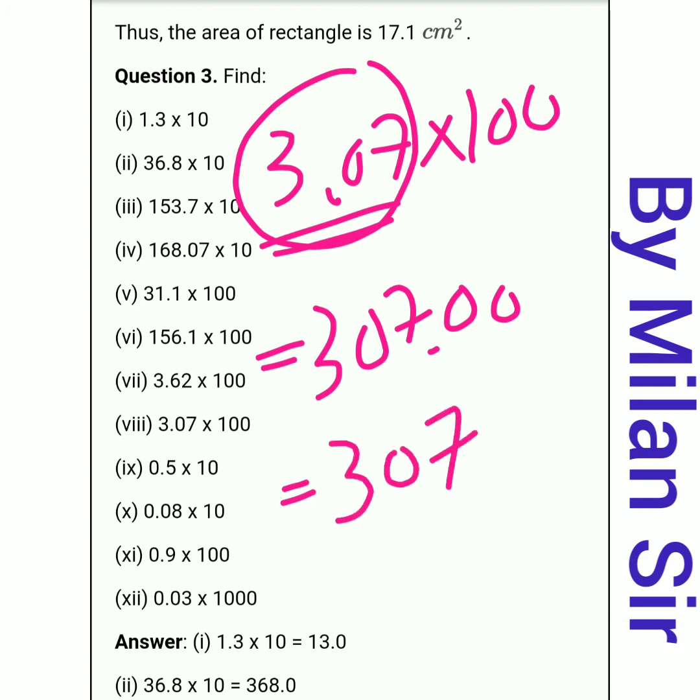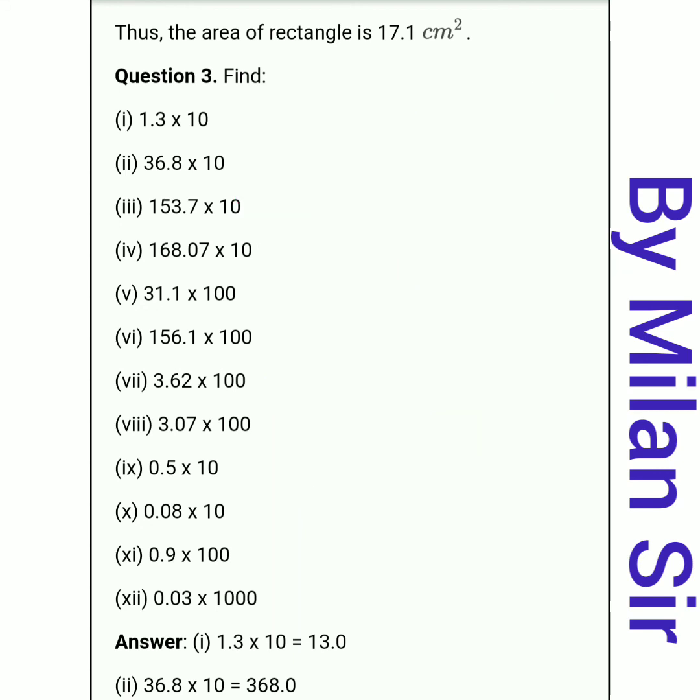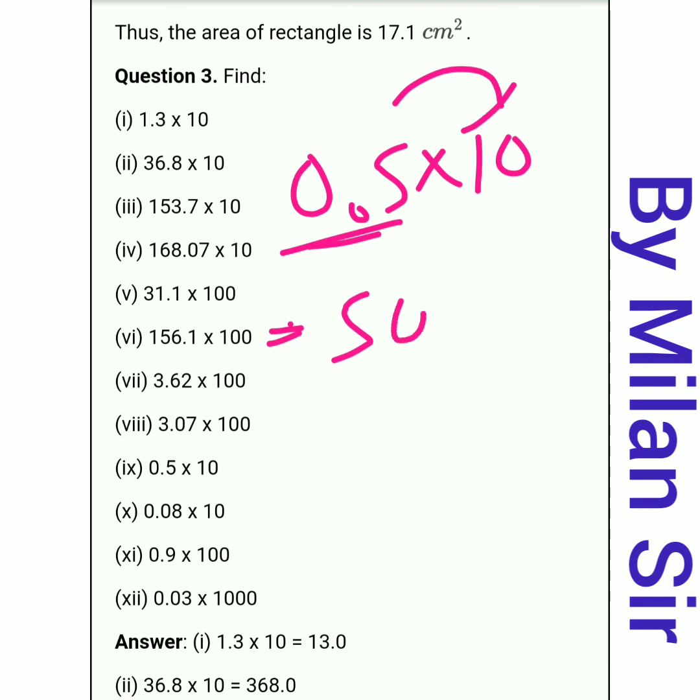Okay, then question number 9: 0.5 multiply 10. So ignore the decimal point. So it is 5 only. Multiply 10, 50. Here before one digit the decimal point is there. So in the answer even before one digit we need to put the decimal point. So 5.0, it means 5.